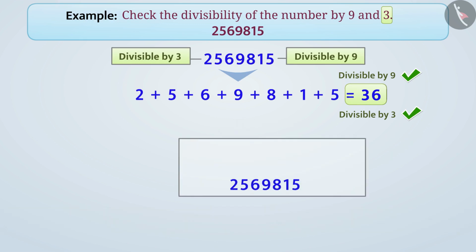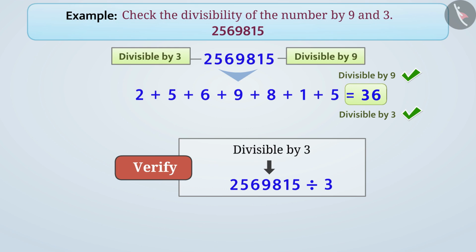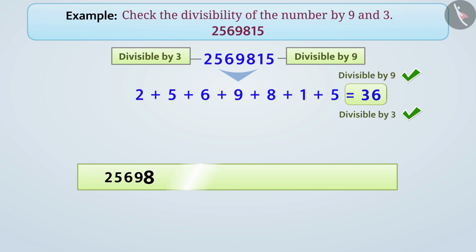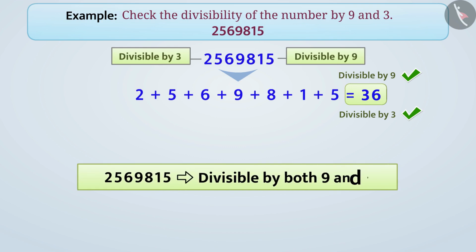Now, by dividing the number 25,69,815 by 3, verify yourself that the number is divisible by 3. In this way, in this example, the number 25,69,815 is divisible by both 9 and 3.